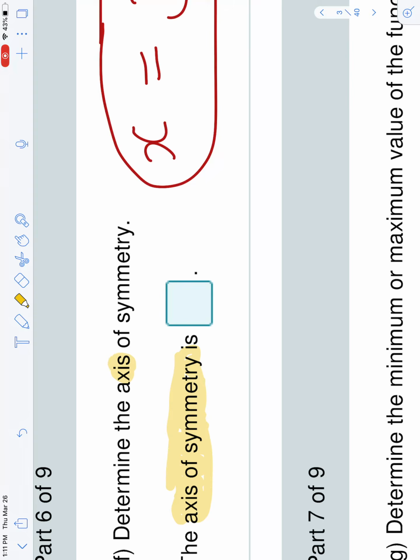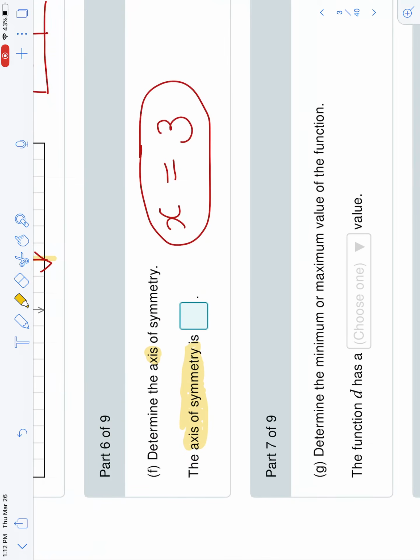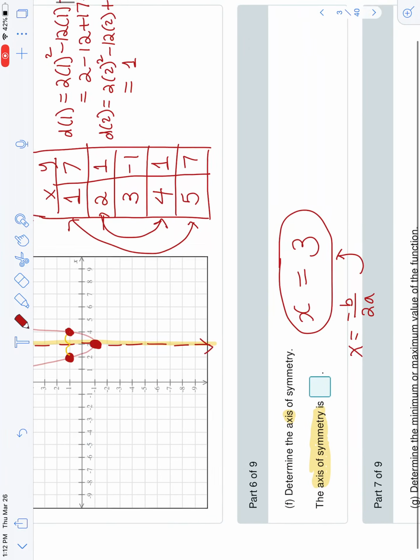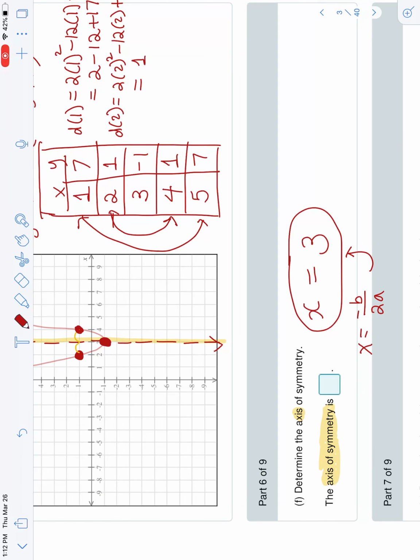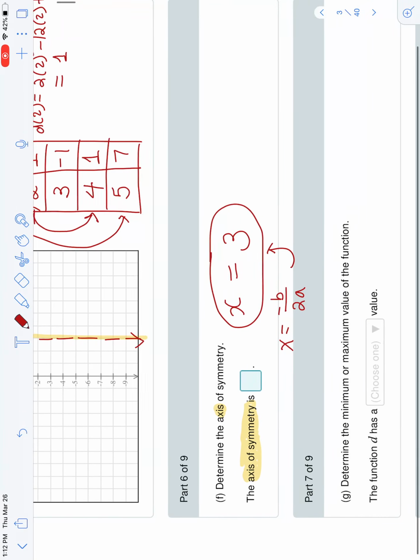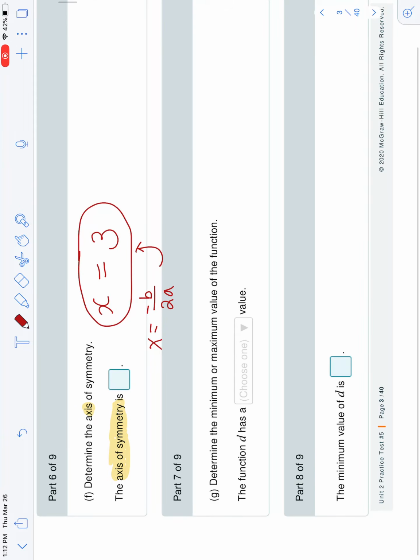And remember, we talked about how the axis of symmetry, if you look at this word carefully, there it is, it says x is. So you want to use the x-coordinate of the vertex, and the x-coordinate of the vertex was 3. Now, you can use that formula, x equals negative b over 2a, and that's going to give you the axis of symmetry. But since we already got everything graphed, I was just able to read it, okay? All right, step number 7.